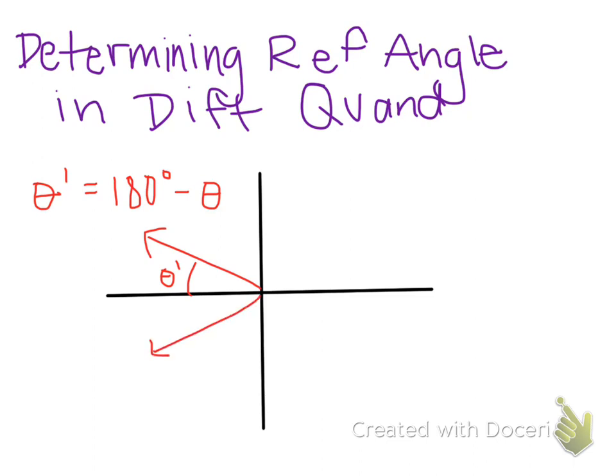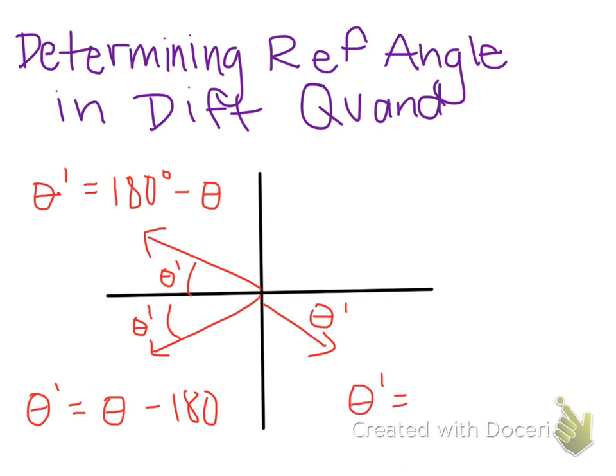If we are in quadrant 3, the way we find the reference angle is the original angle minus 180 degrees, or pi, to find this angle right here. And if we are in quadrant 4, my reference angle would be located right there, and the way we find the reference angle is by doing 360 minus the original angle.